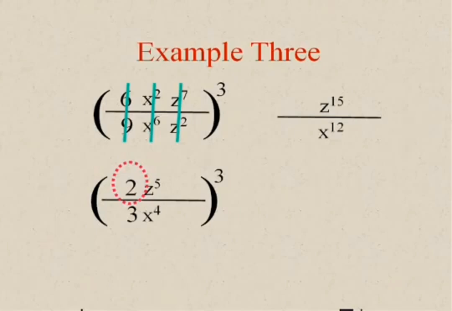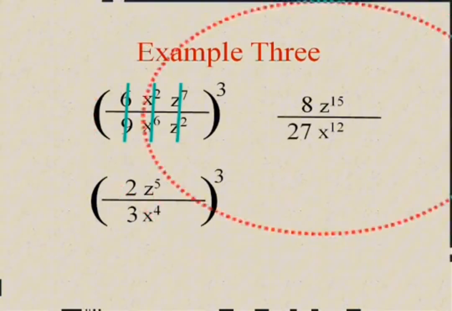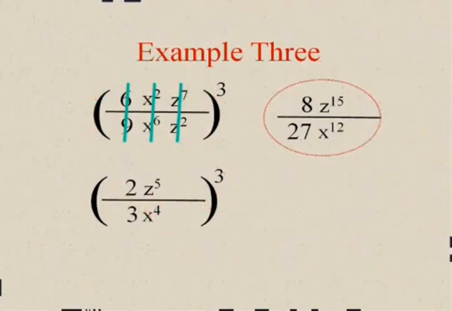Now you're not going to use this rule for that 2 because he's not an exponent. You're just going to have to raise 2 to the 3rd power. 2 times 2 times 2 is 8. And 3 times 3 times 3, here again, doesn't follow the rules of exponents because 3 isn't an exponent, it's a coefficient. And I'll get 27. And that's your answer. So always follow the order of operations.